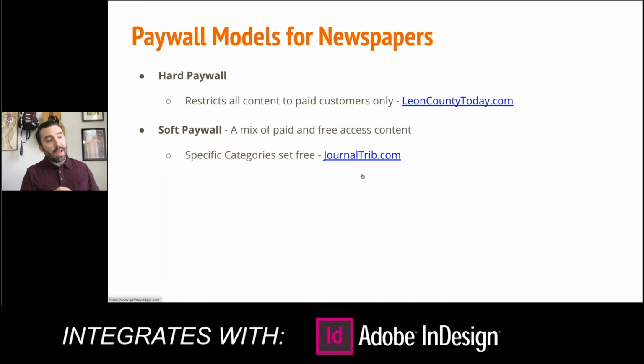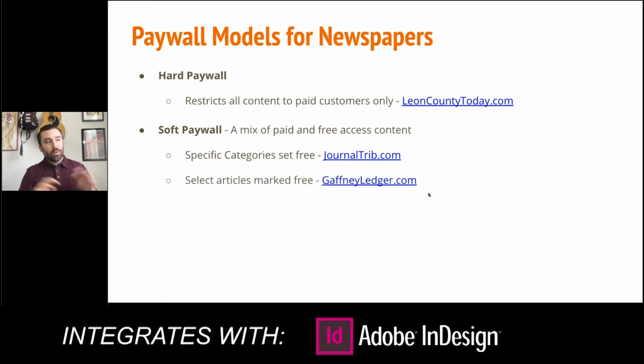So specific categories can be set for free, and that means you're just setting a rule up front that the obits category and the opinions categories are going to be free. Any articles assigned to those categories will be free access. Okay, that's one way to do it.